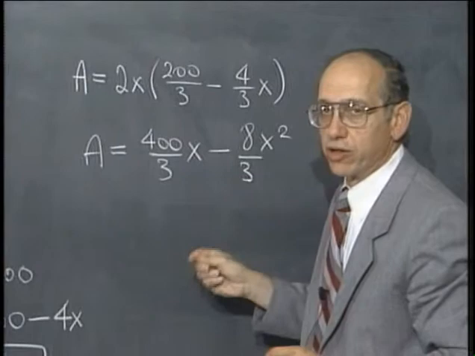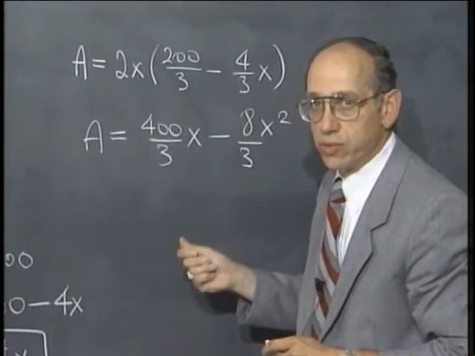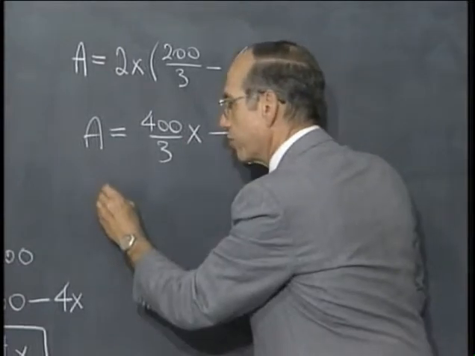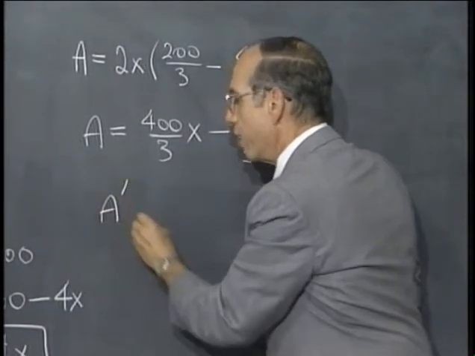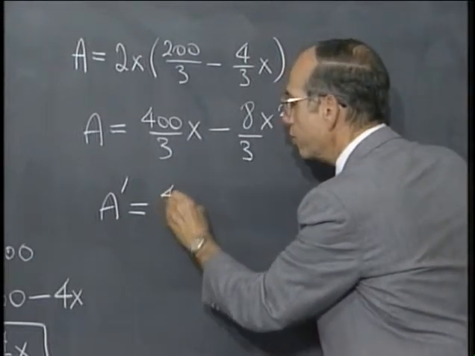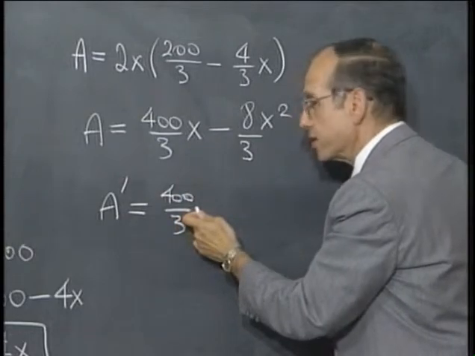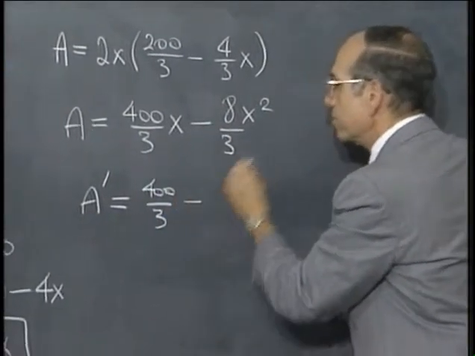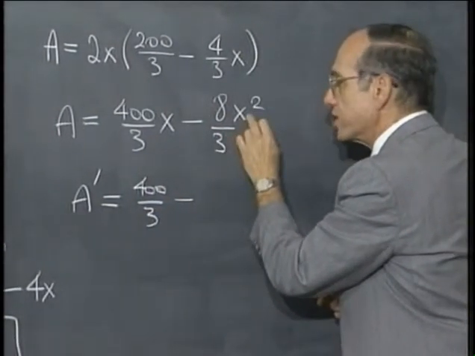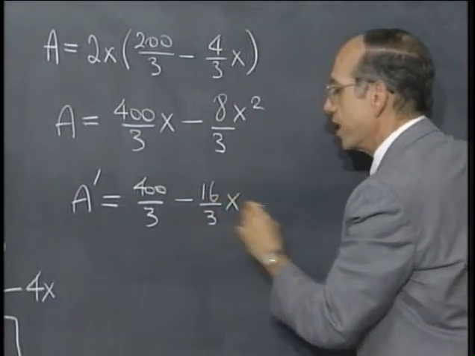We're going to, again, look for the critical point. The critical point where the derivative is equal to 0. We take the derivative. Let me call it A prime to save some writing. A prime is equal to 400 over 3. That's a constant times x. The derivative is just a constant. Minus the derivative of 8/3 x squared. We multiply by 2. Get 16 over 3 times x.